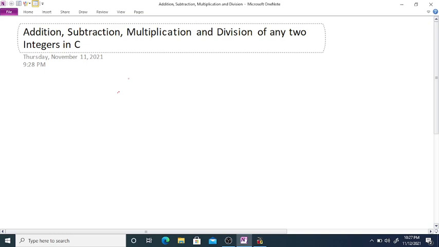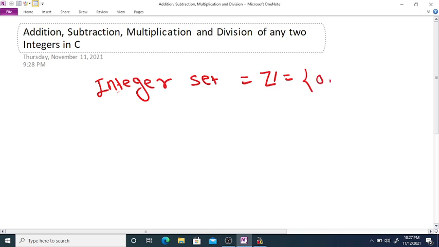Find addition, subtraction, multiplication and division of any two integers in C. We know that the integer set is denoted by this symbol, and it contains the numbers 0, plus or minus 1, plus or minus 2, plus or minus 3 and so on.